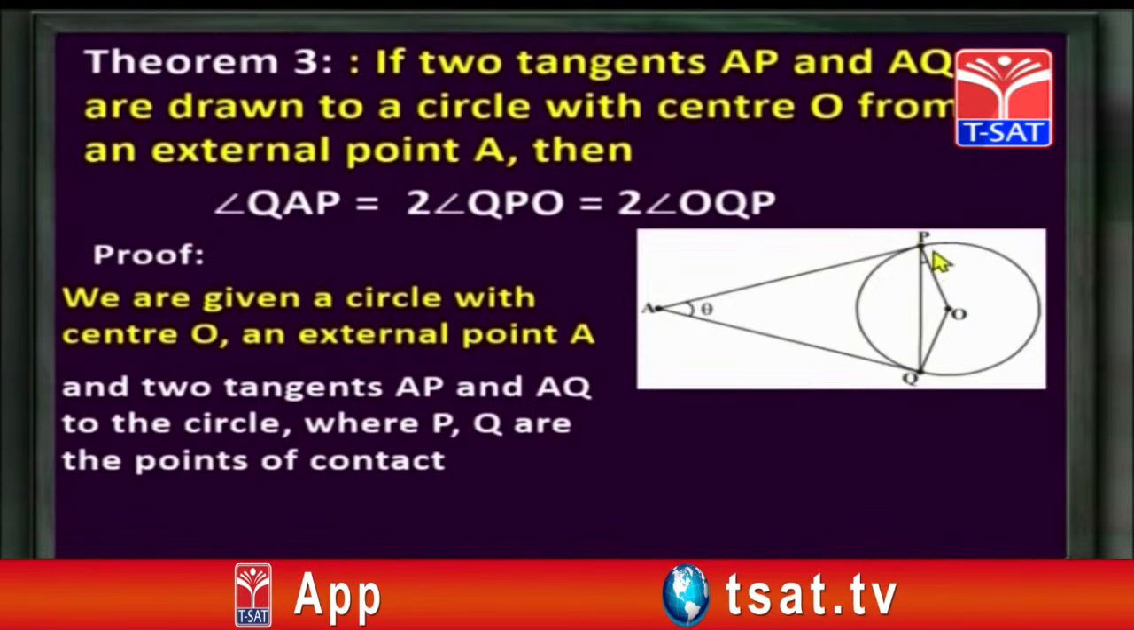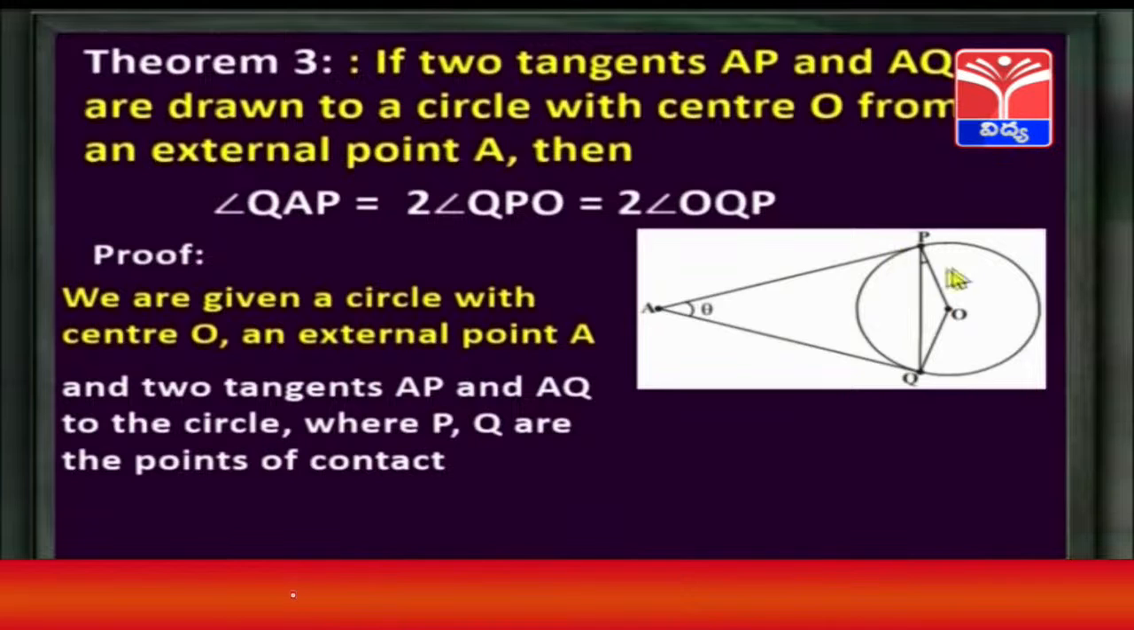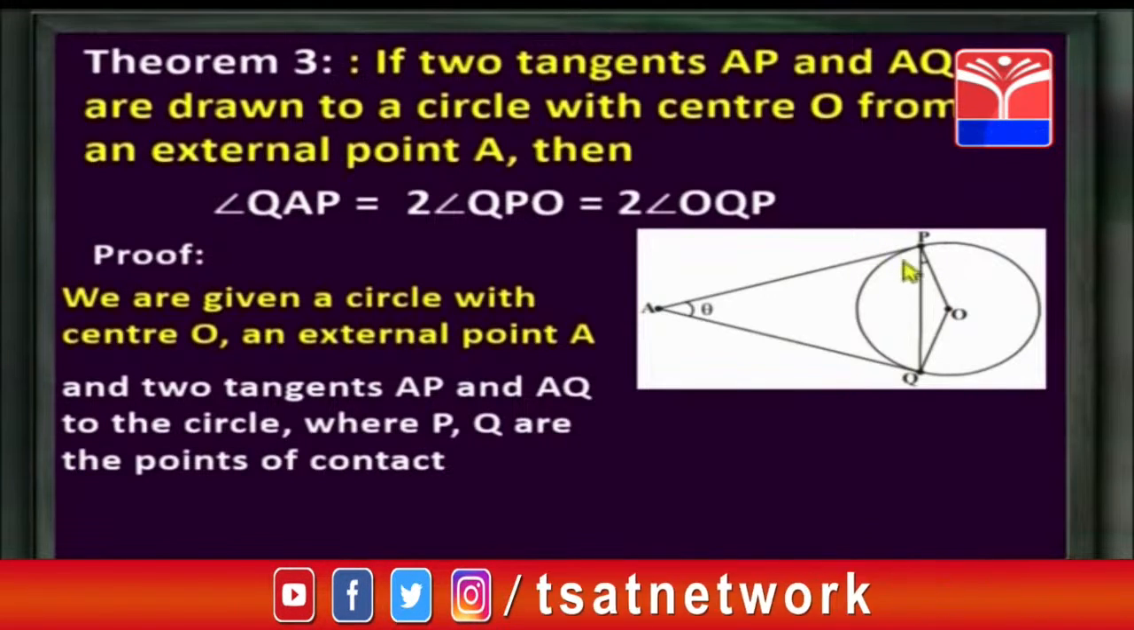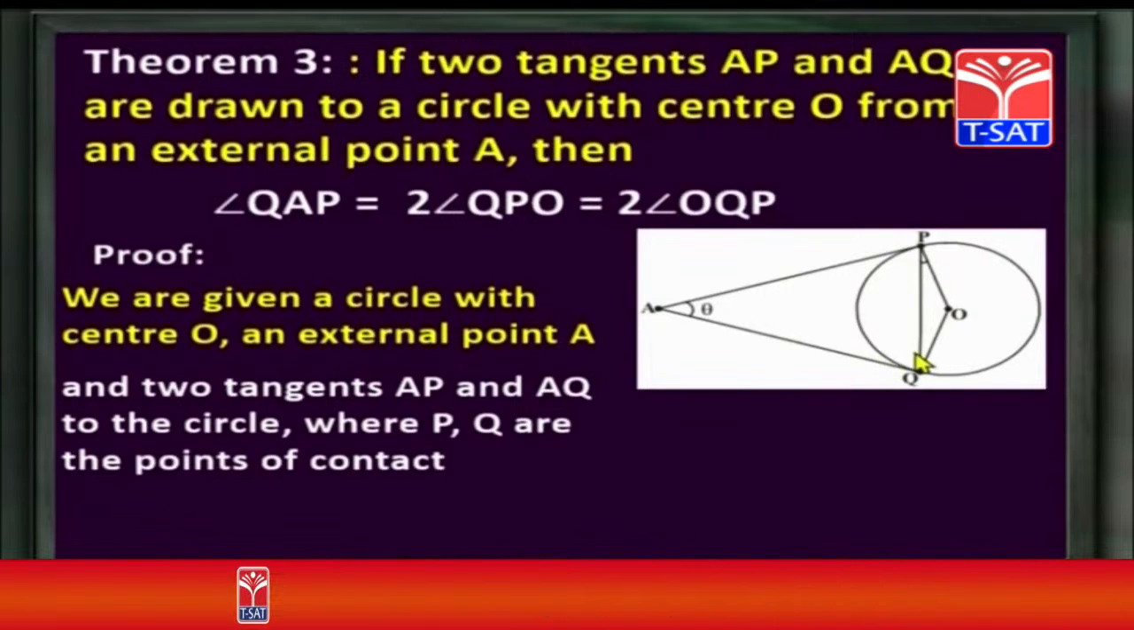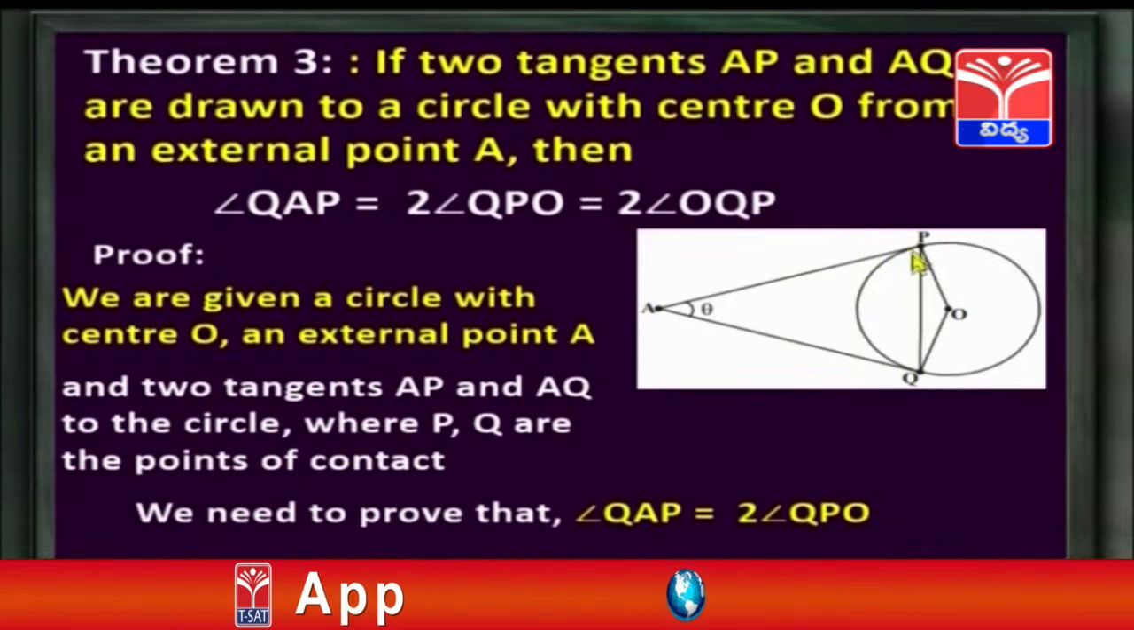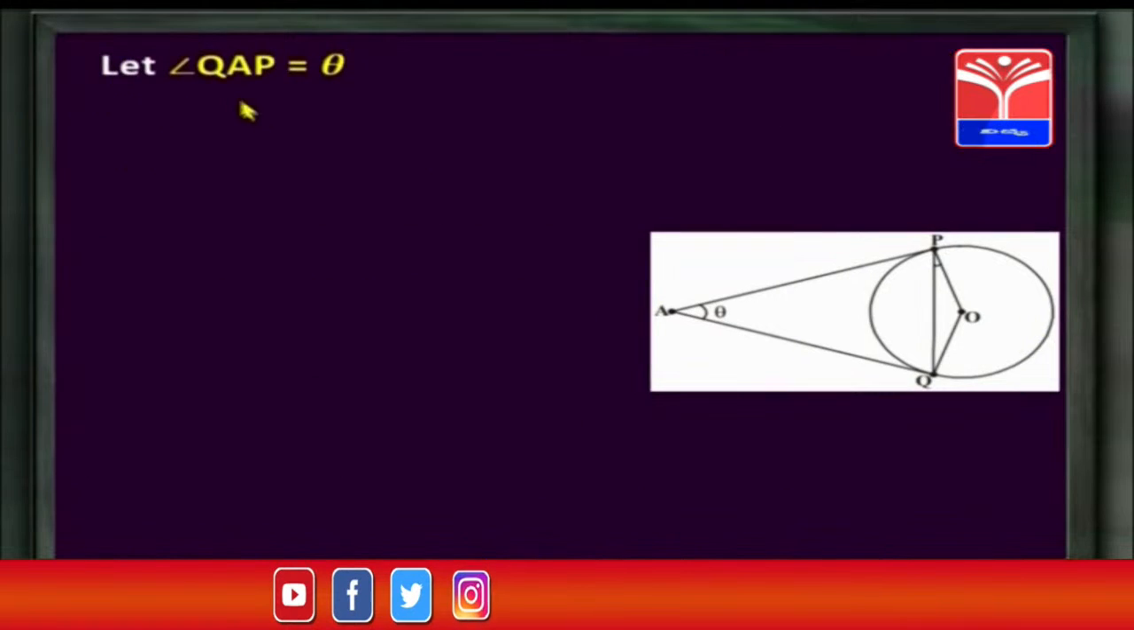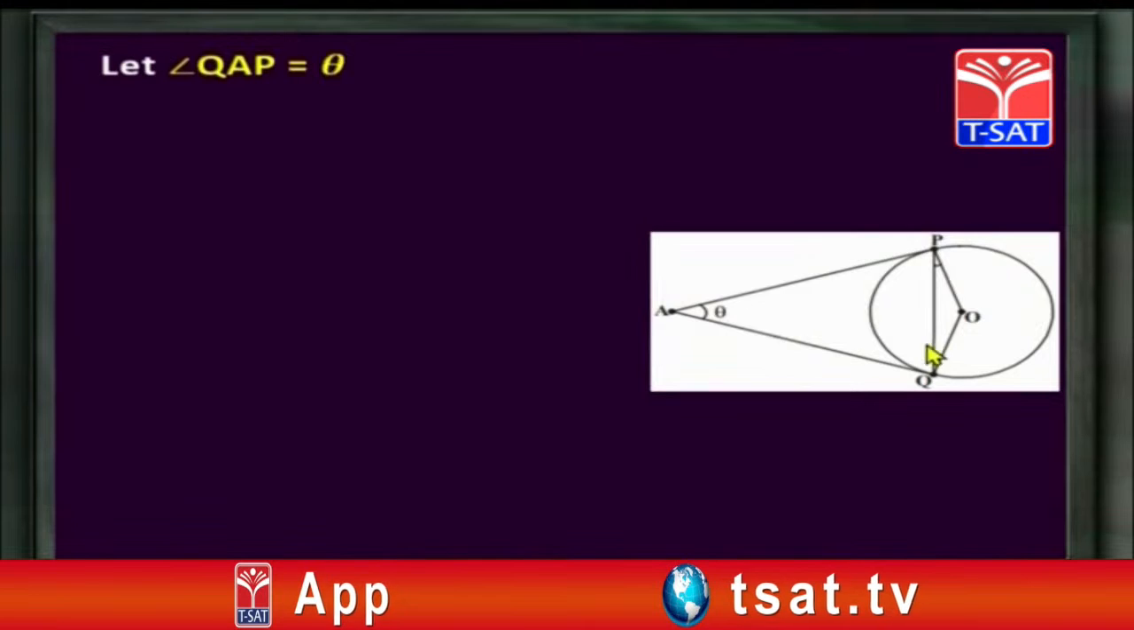So, P and Q are both points of contact, and we know that at the point of contact with the radius the angle is 90 degrees. So, this angle will be 90 degrees, and at Q also with the radius the angle is 90 degrees. We need to prove that angle QAP is equal to 2 times angle QPO or 2 times angle PQO. Let angle QAP be equal to theta. Suppose I am taking it as theta. Then what we need to show? I need to show this is theta by 2 and this also theta by 2.